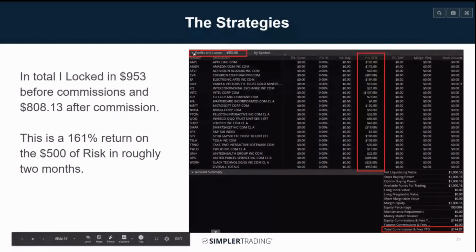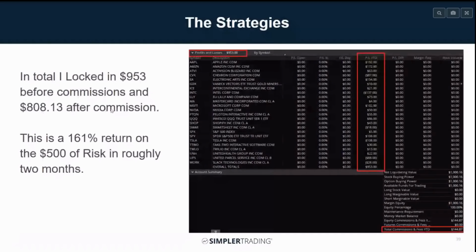But you can see here, total profits and loss between the two challenges was $953. When I take into consideration the commissions, which is around $144, I ended up with $808 of profit. And that's basically 161% return on the $500 of risk in roughly 2 months. And keep in mind, it was never that full $500 of capital out there, right? I always had some money in the bank.